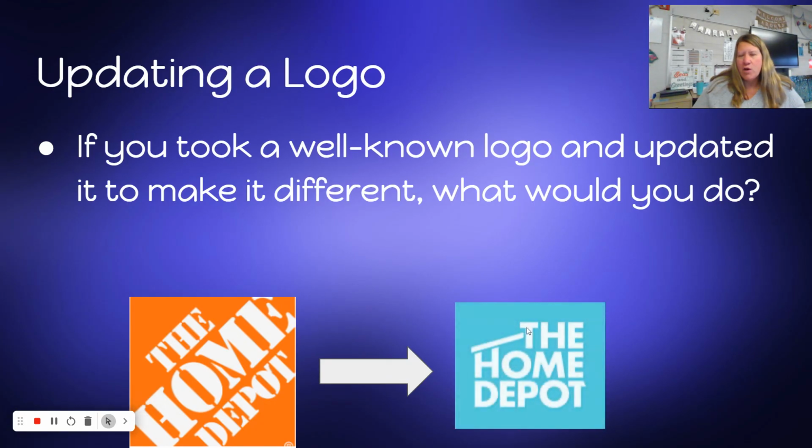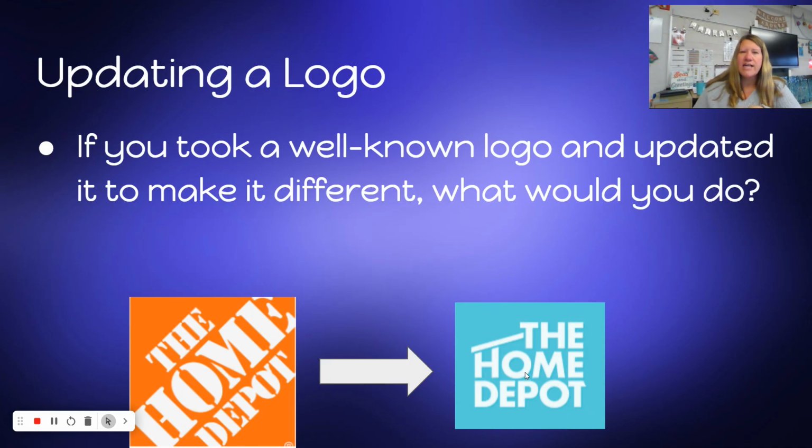But what if the Home Depot looked like this? Do you still think, I mean, we have this little line here that kind of looks like a roof. Do you still think that you would be going there to buy lumber or things to build a home? Most likely not. What do you think you would be going there to buy?